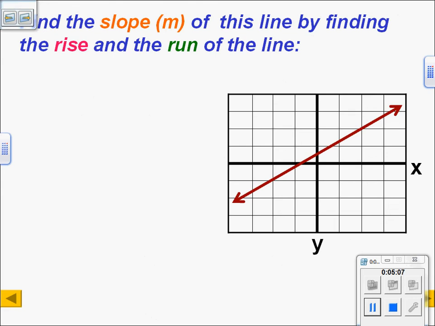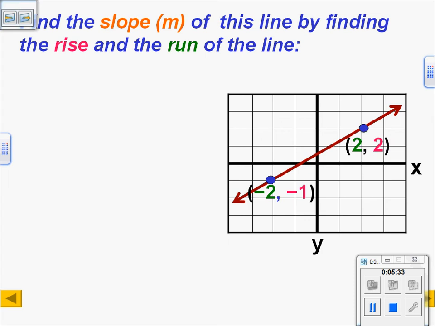Now, if you're looking at the graph of a line, you can also find the slope of that line by picking 2 points. So for this line, we could find the slope. Pick 2 points that it goes through. You'll notice it goes through that point, and the location of that point is -2, -1. It also goes through another point, and that point is 2, 2.